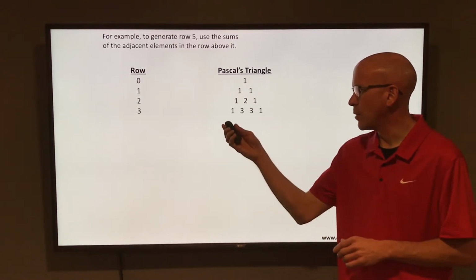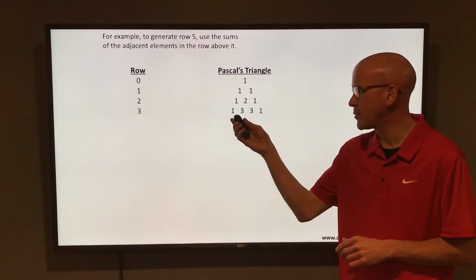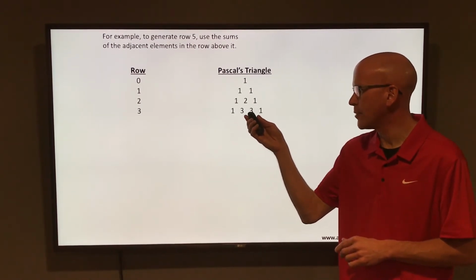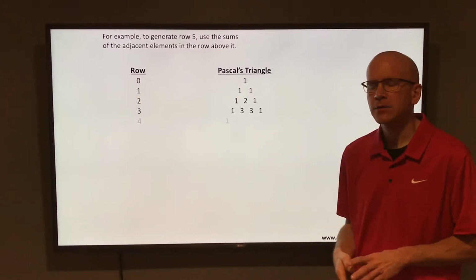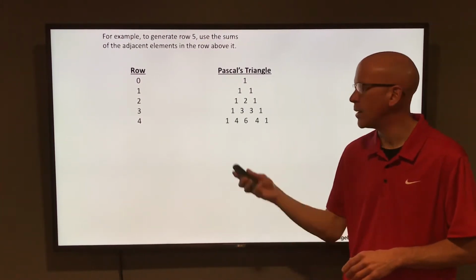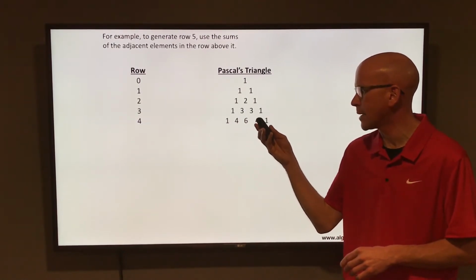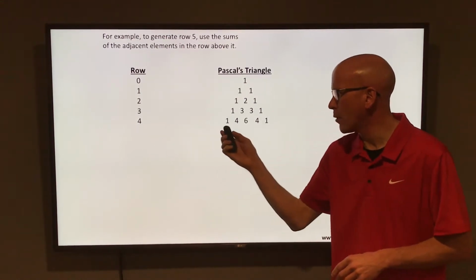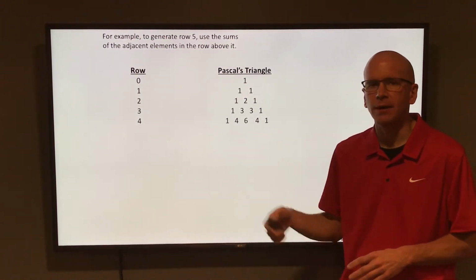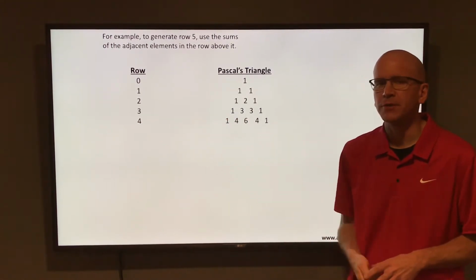Now for the next row, we have a 1 on each end. So if we put a 1 on each end and then add in between, 1 and 3 is 4, 3 and 3 is 6, 3 and 1 is 4, and then you have a 1 on the end. So 1, 4, 6, 4, 1. Just adding above, 1 and 3 is 4, 3 and 3 again is 6, 3 and 1 again is 4. So if you take a binomial to the fourth power, those are going to be the coefficients of the terms. If you take a binomial to the third power, those are going to be the coefficients of the terms.